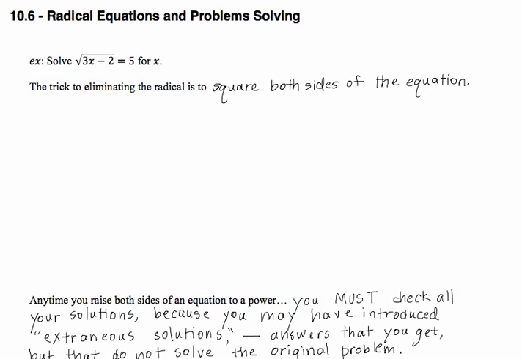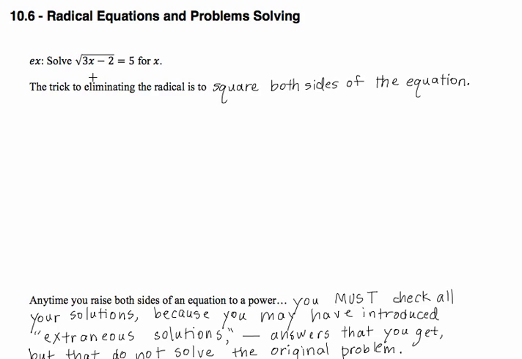Welcome to section 10.6. In this section we're going to look at radical equations, and then we'll do a couple of applied problems at the end, but the main focus is going to be on radical equations. So radical equations are exactly what it sounds like: equations like this that have a radical in them.